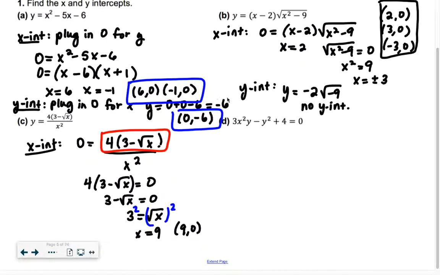Okay, what about the y-intercept? What happens when I plug in 0 for x? So what do we write? No y-intercept, right? So we'll just say none.